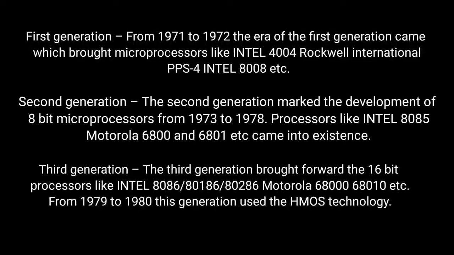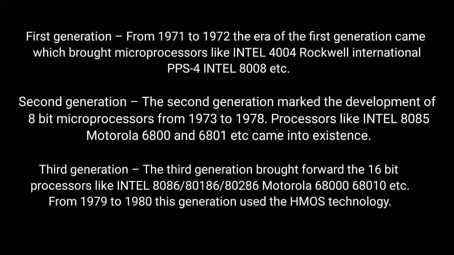First generation. From 1971 to 1972, the era of the first generation came, which brought microprocessors like Intel 4004, Rockwell International PPS-4, Intel 8008, etc. Second generation. The second generation marked the development of 8-bit microprocessors from 1973 to 1978. Processors like Intel 8085, Motorola 6800 and 6801, etc. came into existence.